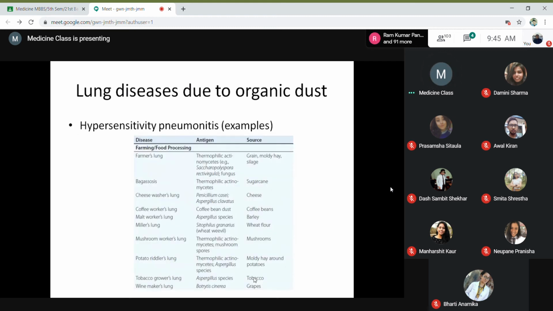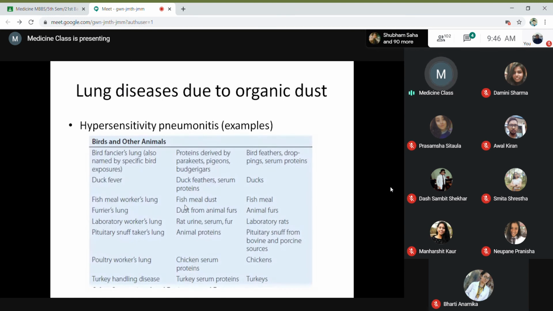Again, for examples of patients with hypersensitivity pneumonitis, as we have already said, farmer's lung is caused by exposure to grain and moldy hay, and similarly coffee worker's lung from coffee beans, and cheese washer's lung. You can see that very commonly used food items and farming products are also responsible for causing hypersensitivity pneumonitis or lung disease due to organic dust. So mushroom, tobacco, grapes, potatoes, wheat flour, barley, coffee beans, cheese, sugarcane, grains. These are very commonly used organic products that we get from farming, and these are responsible for a variety of lung diseases or occupational diseases.